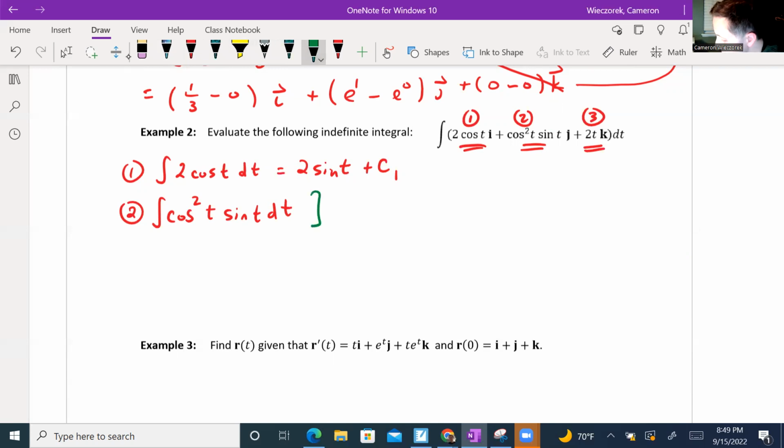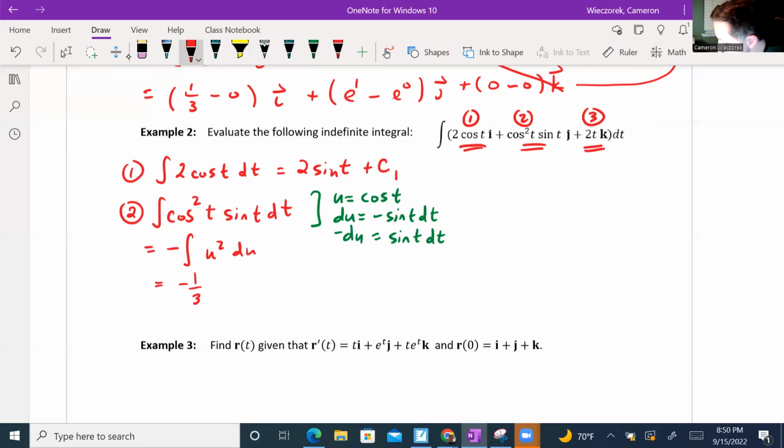In this case, the inner function would be cosine, so I'm going to let my u be cosine t. My du would be negative sine t dt, which means that my negative du would be sine t dt. So this turns into the negative integral, pull the negative out front, of u squared du. So I get negative 1/3 u cubed plus c2. The problem started with t's, so let's make sure we go back and plug in cosine t for u. So this would be negative 1/3 cosine cubed t plus c2.